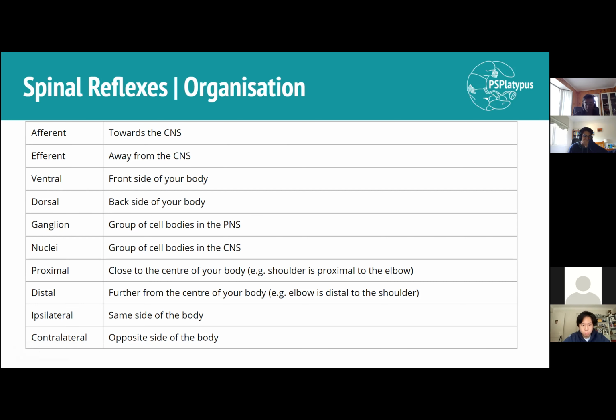Ganglion. We briefly mentioned the DRG, the dorsal root ganglion. Ganglion refers to a group of cell bodies in the PNS, which is the peripheral nervous system, by the way. Nuclei is the same as a ganglion, but in the CNS. But we call it a different word because that's kind of funny. Proximal, close to the center of your body. This is an anatomy term. So the shoulder is proximal to the elbow. Similarly, the elbow is distal to the shoulder. So distal meaning further away from your body. Ipsilateral means same side of the body. Contralateral, opposite side of the body.